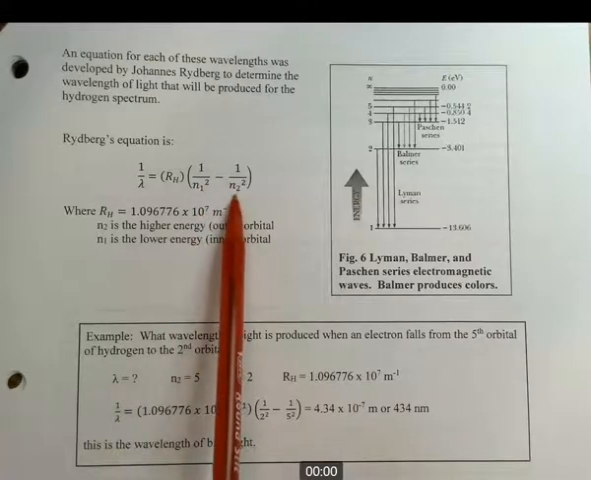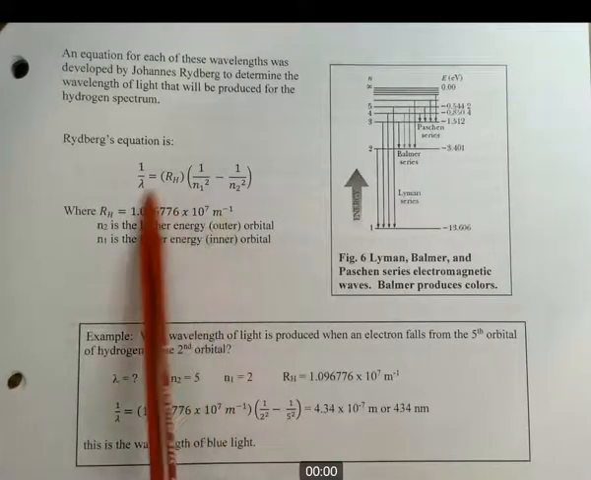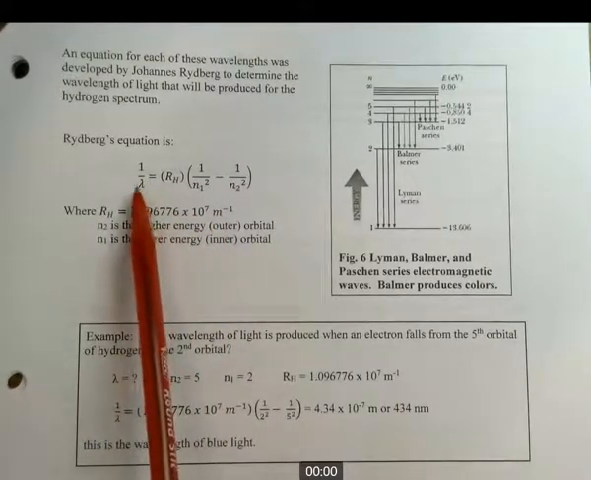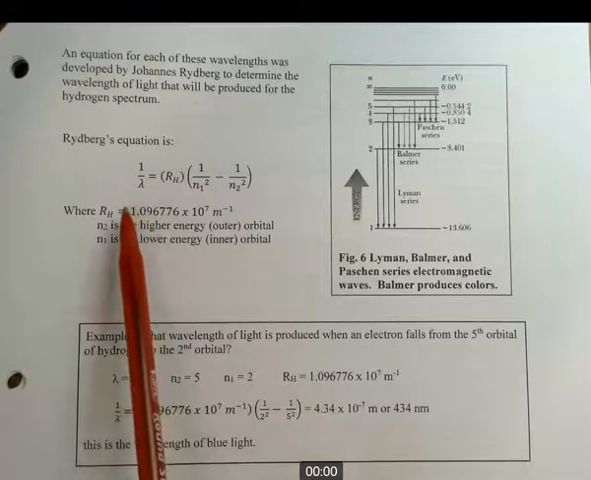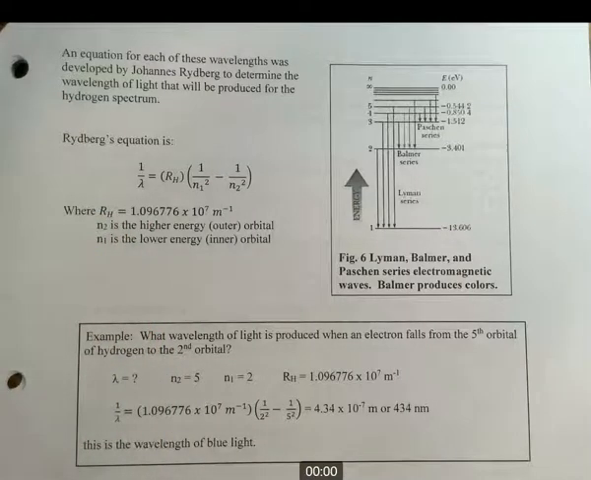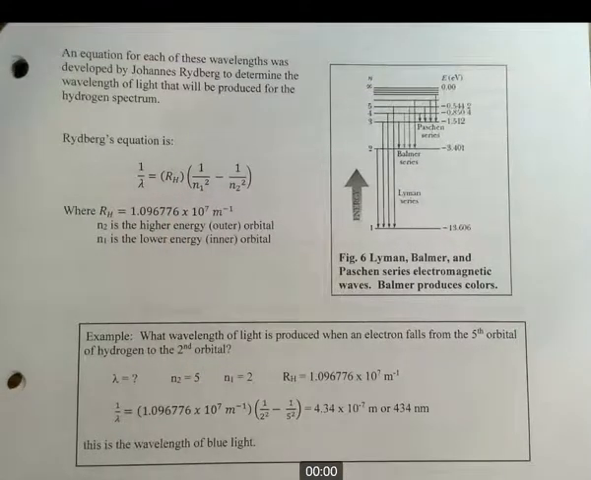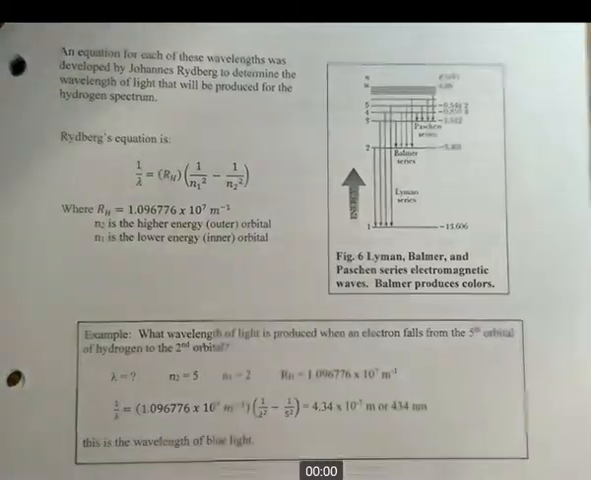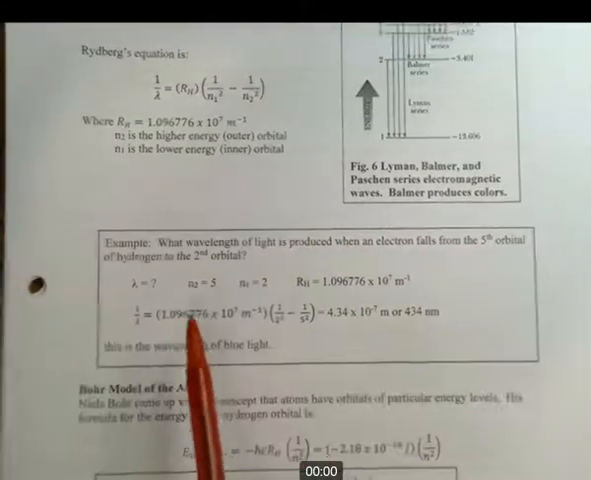You just do that on your calculator. You multiply it by this number. You'll get a number, and then that'll give you 1 over the wavelength. You take the reciprocal of that, and that will tell you the wavelength of that particular color of light. So it's how you can figure out what color the light is based on what orbital it fell from. So let's take an example here. And this will wrap up our lesson for today.